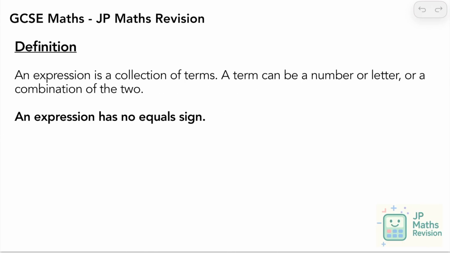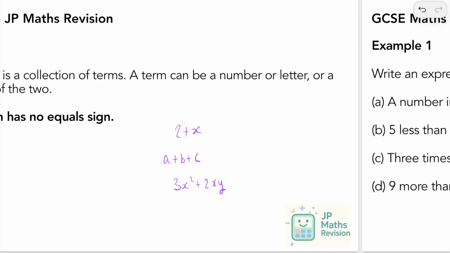So a quick definition before we get started. An expression is a collection of terms. A term can be a number, letter or a combination of the two. An expression does not have an equal sign. It's simply a collection of terms. So for example, I could have 2 plus x, or a plus b plus c, or 3x squared plus 2xy. It's simply a collection of terms.